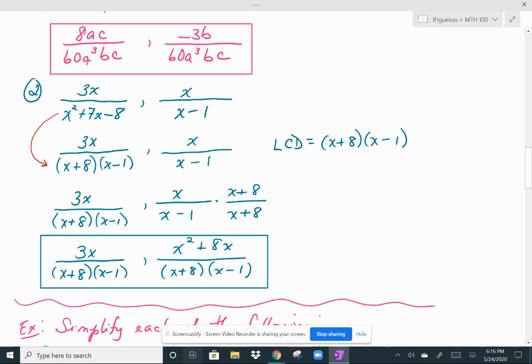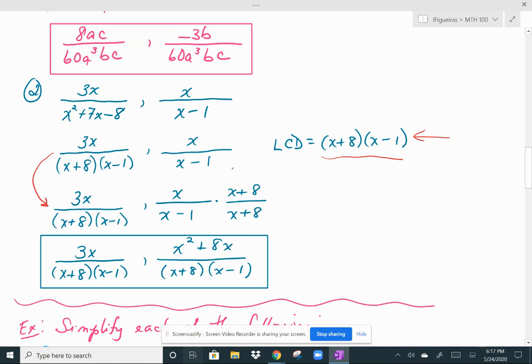So I write my first rational expression as 3x over x plus 8 times x minus 1, and the second fraction stays the same. So you can see that they have a common factor of x minus 1 and one that they don't have in common, which is x plus 8. So my LCD is right here, x plus 8 times x minus 1. That means I already have this common denominator in my first rational expression, so there's really nothing you have to do there. You just copy it down.